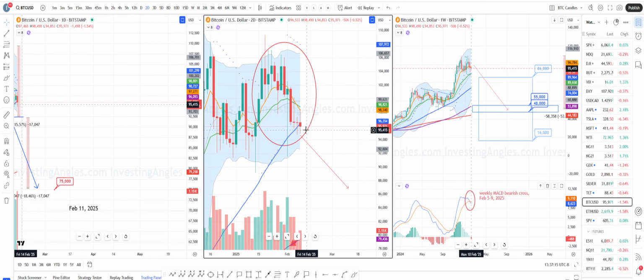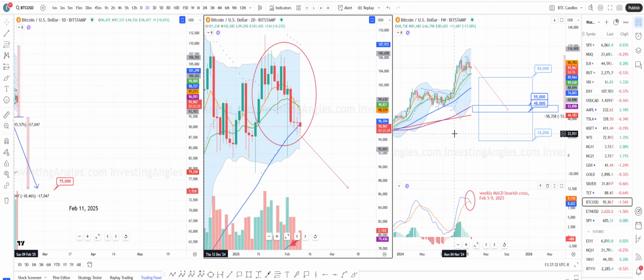Today's candle formed on the 2-day frame is likely to be either bearish or a neutral candle, waiting for most likely consolidation before moving lower.